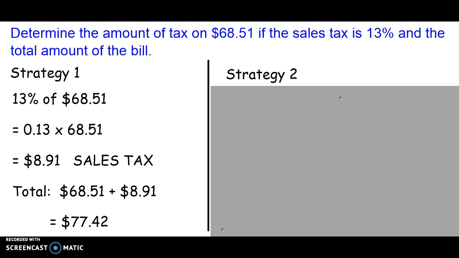We're now going to look at a second strategy for calculating the total amount of tax and the total amount of the bill. In this strategy, we're going to calculate the total amount first and then the sales tax second. If we want to think of the total amount of the bill, it's the original price, $68.51, which is 100% of the bill, with an additional 13% added on.